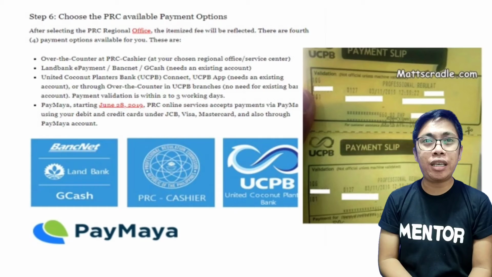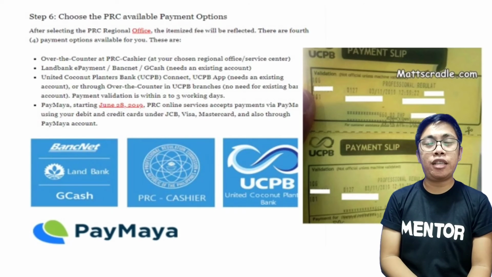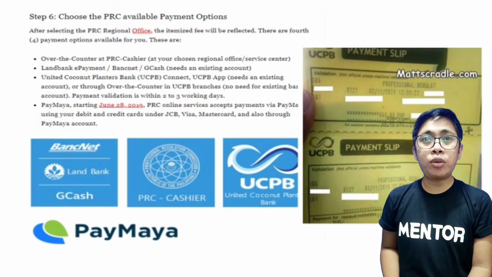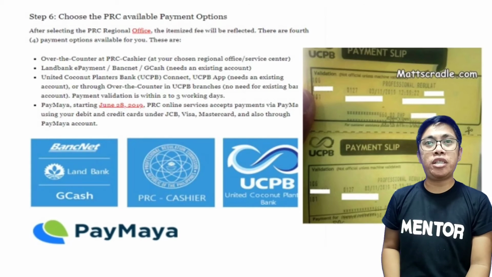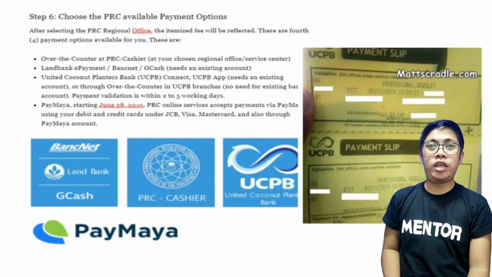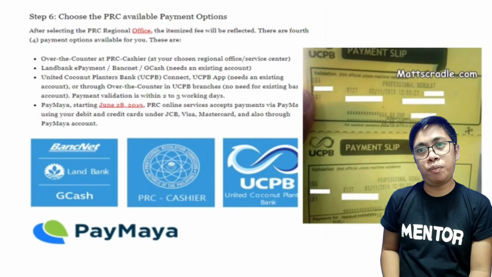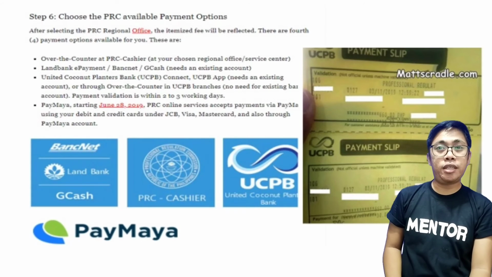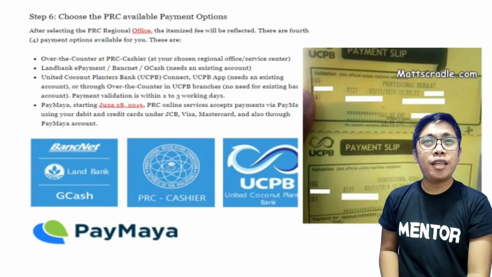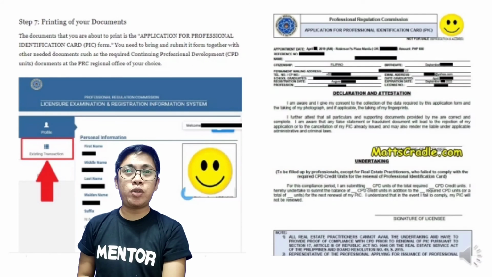So Paymaya is one of the very easy ways to pay for the PRC ID license renewal, because if you have Paymaya in your cell phone, mas madali siya. You can also use a debit or credit card under JCB, Visa, MasterCard, and also through a Paymaya account. So Paymaya account is one of the easiest ways. UCPB is an example, but it is not encouraged. Paymaya tayo. Next is, after you pay, lalabas yun.